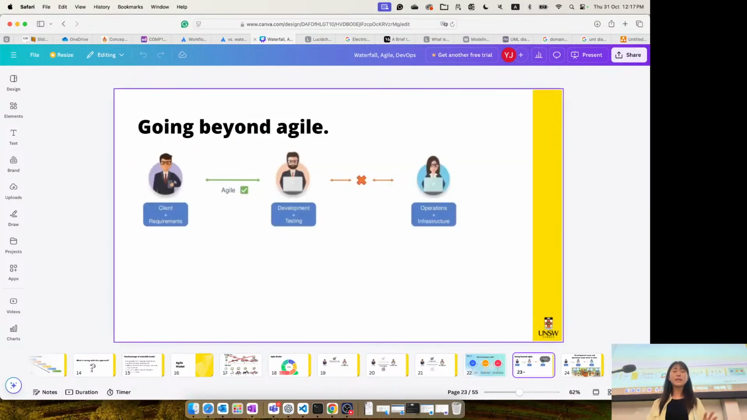Okay, so going beyond Agile. With Agile, we mentioned that developers should be involved in all the process, should have communication with all the stakeholders, like the clients, the designers, and everybody on the team. However, there's still another barrier, between the development team and also the operations team and the infrastructure team.